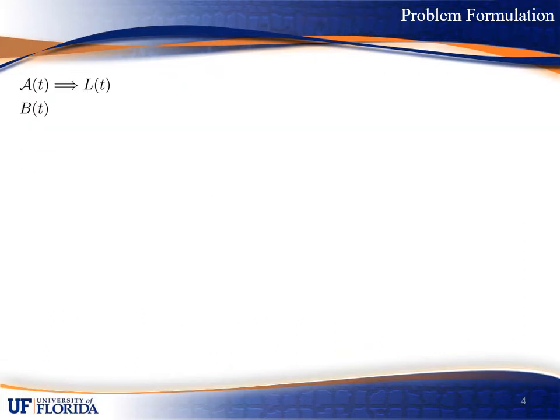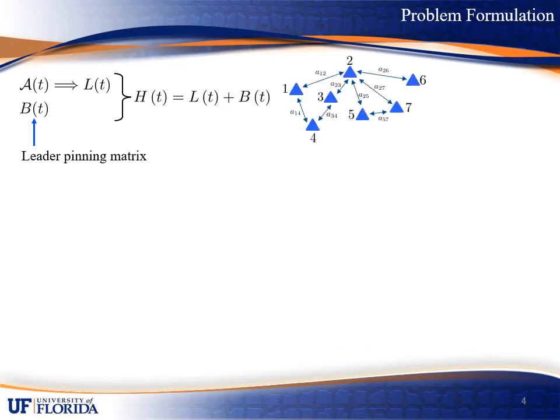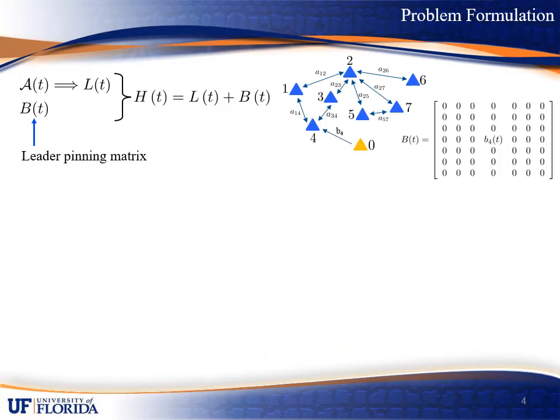From the adjacency matrix, we can construct the graph Laplacian, which encodes the flow of information between the followers of the multi-agent system. We can then encode the flow of information from the leader to the followers through the use of a leader pinning matrix denoted by B(t). By summing the graph Laplacian and the pinning matrix, we can construct the connectivity matrix H(t), which encodes the flow of information between all agents in the multi-agent system. For example, if we have a multi-agent system composed of 7 follower agents and a single leader, the leader pinning matrix is a 7 by 7 diagonal matrix where the fourth diagonal element contains the edge weight between the leader and follower 4.